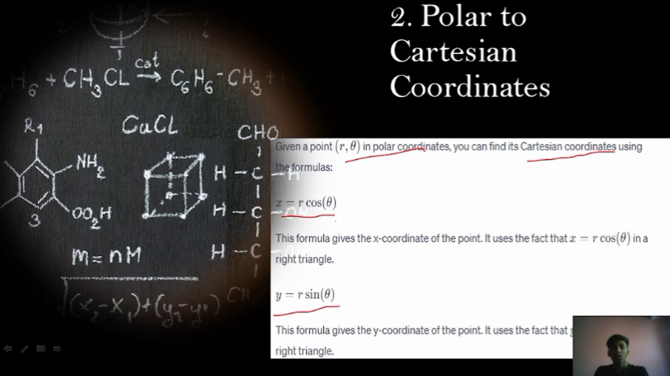The formula x equals r cos theta gives the x coordinate of the point. It uses the fact that x equals r cos theta in a right triangle. y equals r sin theta gives the y coordinate of the point. It uses the fact that y equals r sin theta in a right triangle.